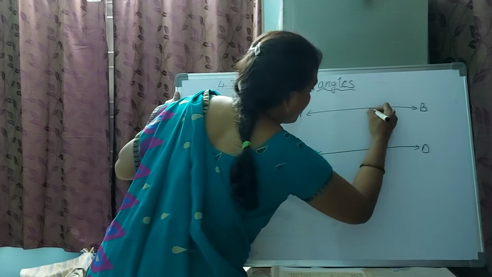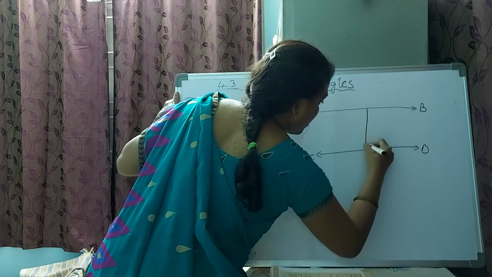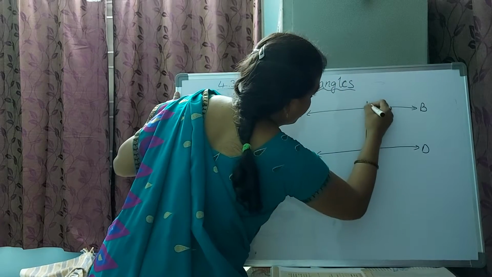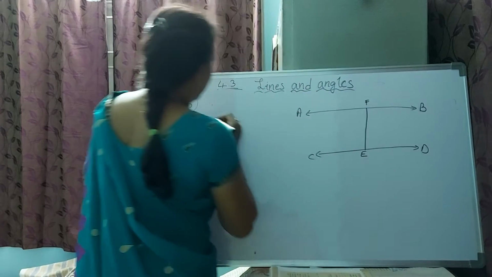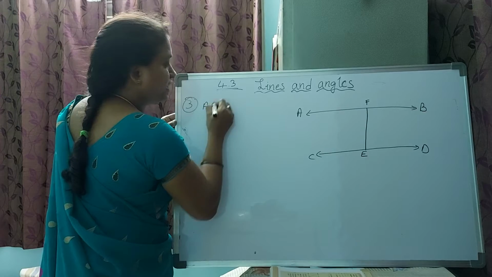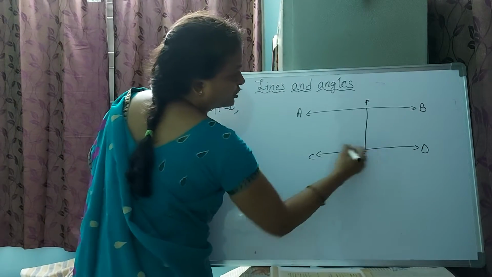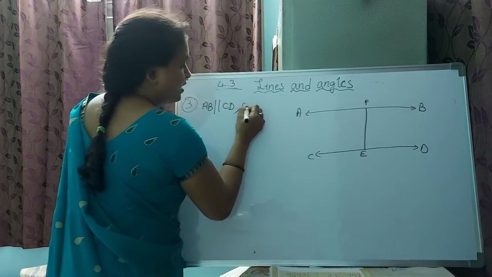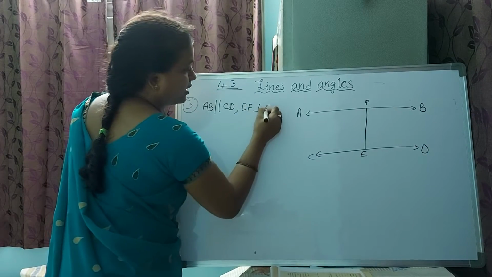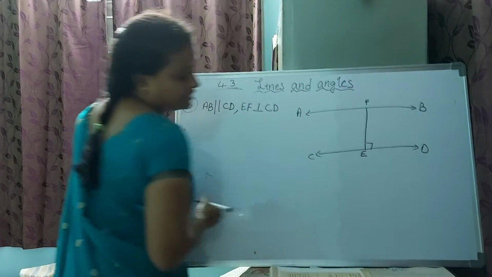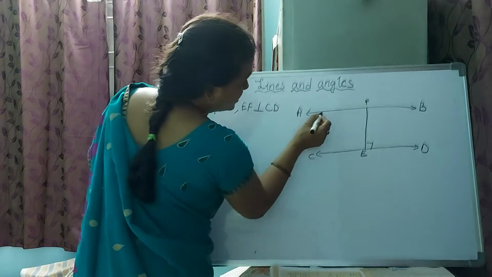EF is perpendicular to CD. See, AB is parallel to CD, comma, EF is perpendicular to CD. Perpendicular means 90 degrees. It forms 90 degrees. Next, GE.